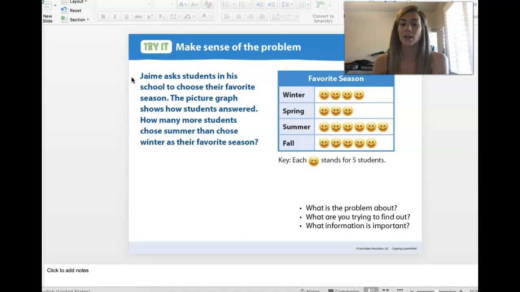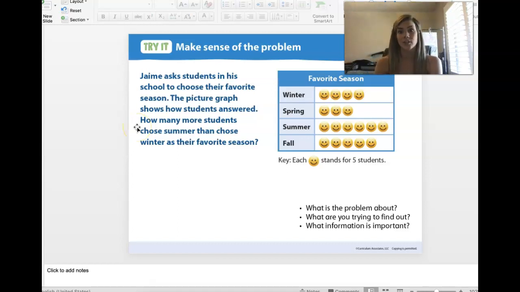Now, let's read it again and think about what are you trying to find out? Jamie asks students in his school to choose their favorite season. The picture graph shows how students answered. How many more students chose summer than chose winter as their favorite season? So what are you trying to find out? You're trying to find out how many more students chose summer than winter.